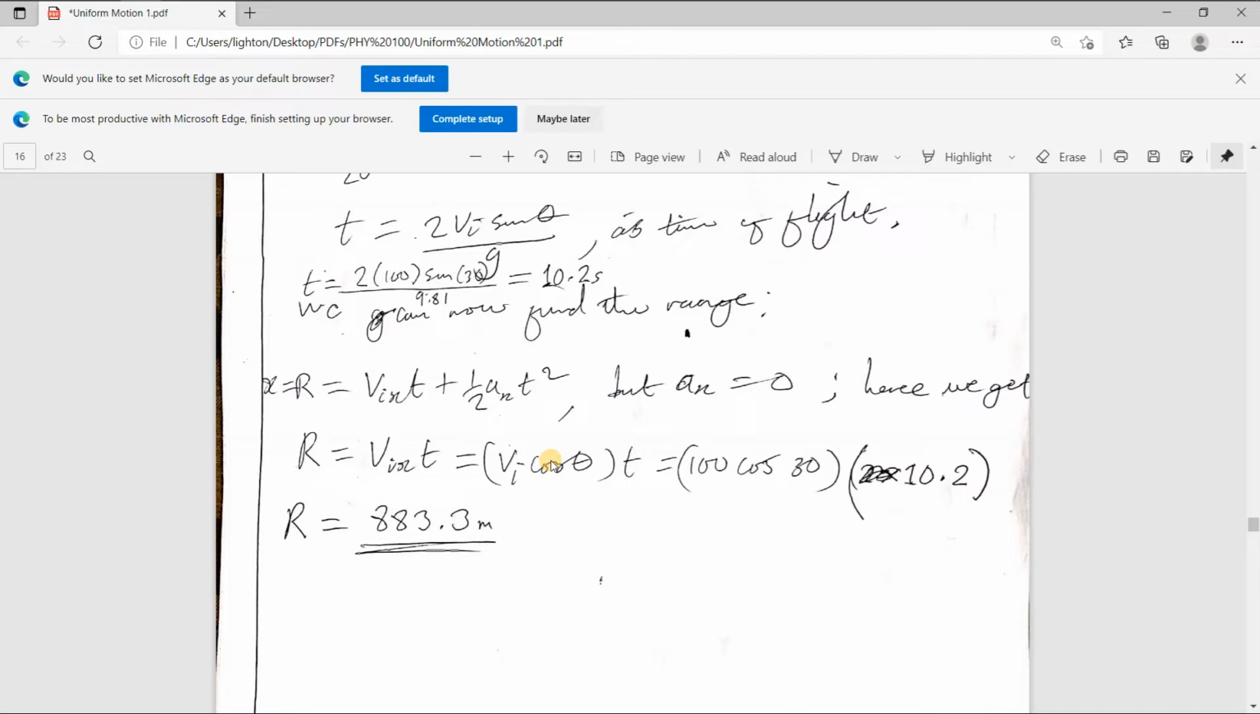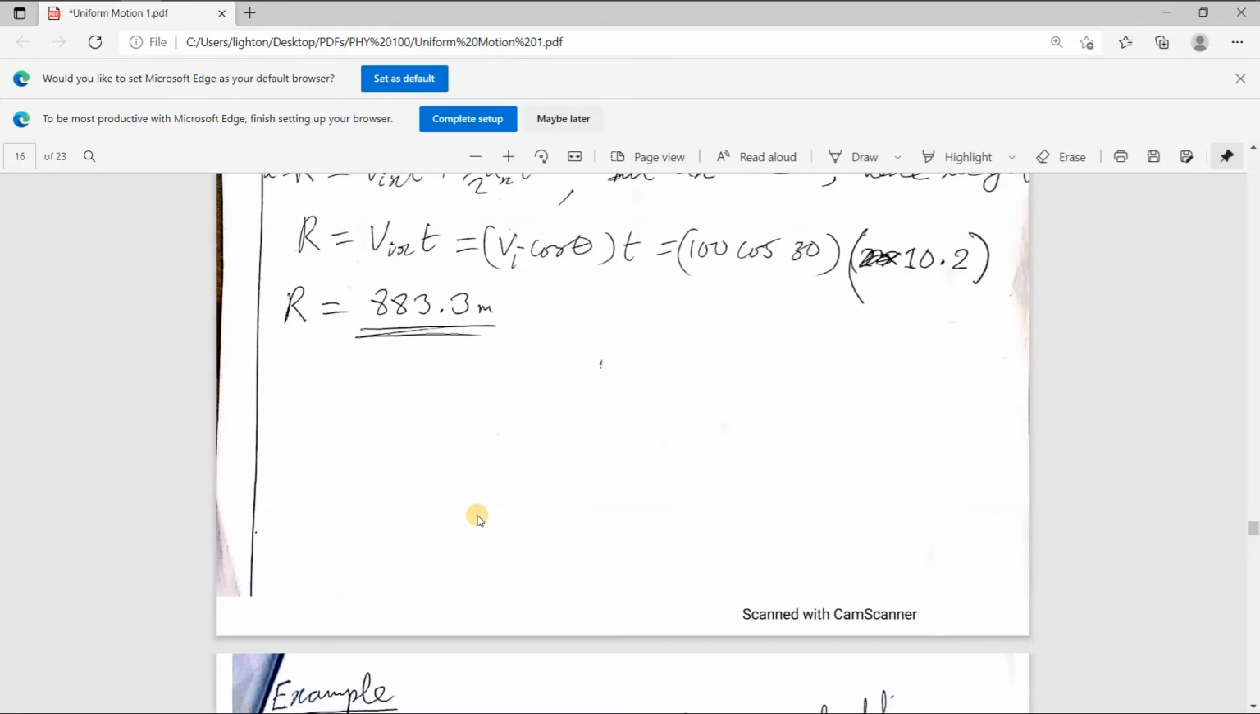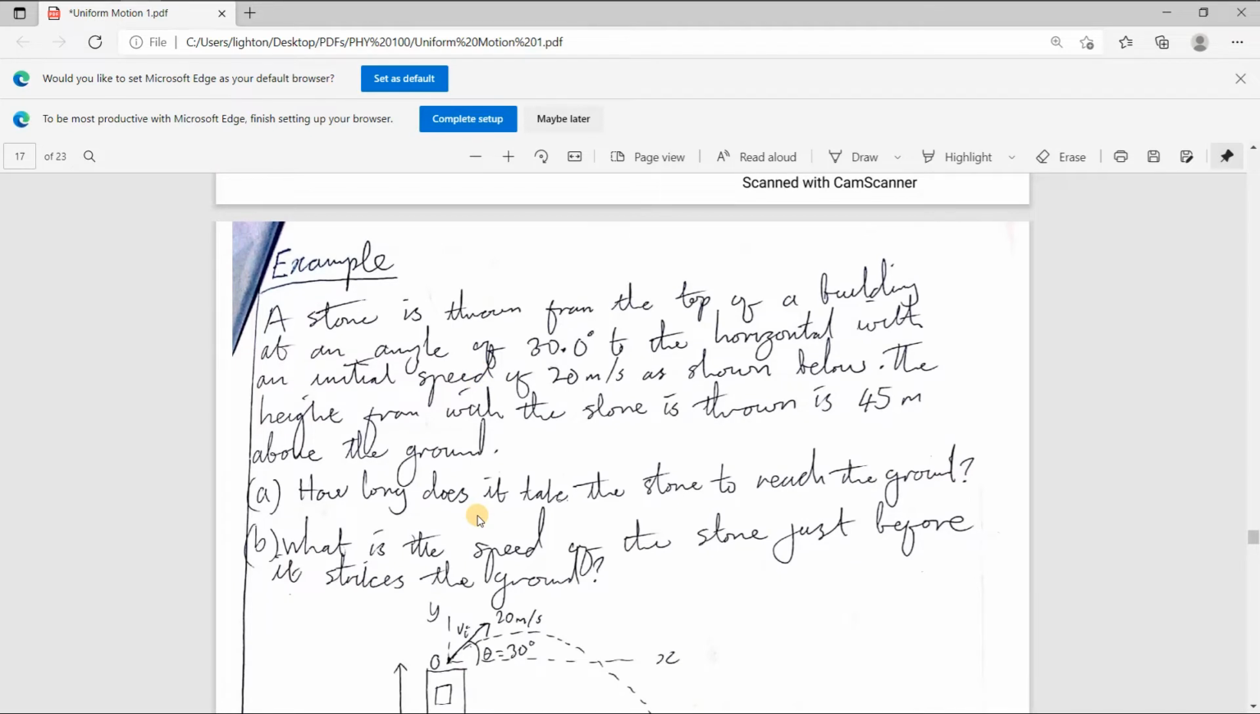So this times this, we have v_i cos theta, which is 100 cos 30 times time. Now the time is just 10.2 seconds. And we have the range as 883.3 meters. So this is 883.3 meters. That is how far it goes. That's the horizontal range.